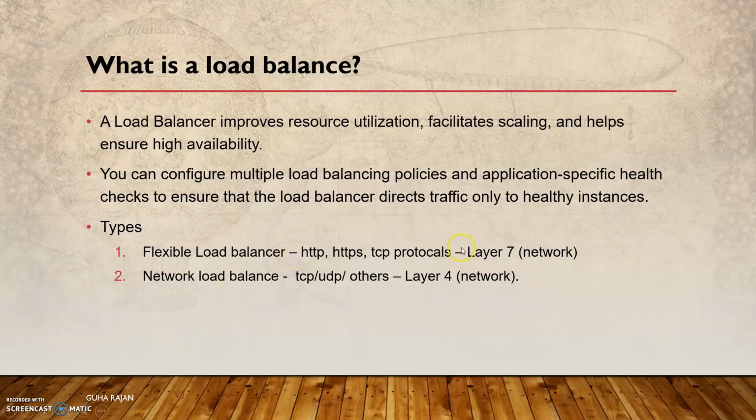So the flexible load balancer is layer 7, and there is the network load balancer. This is specifically for TCP, UDP and other protocols. This is layer 4 of the network. There are 7 layers; we will not go into the detail, but just have an understanding. The network load balancer is for layer 4. The flexible load balancer is at layer 7.